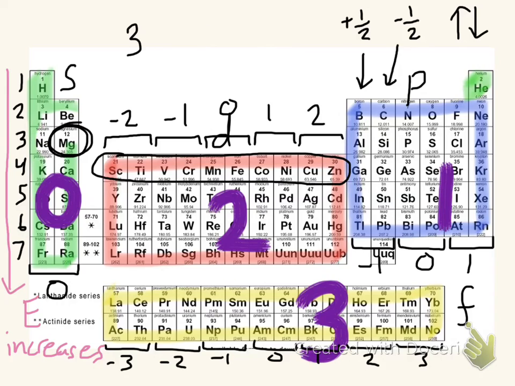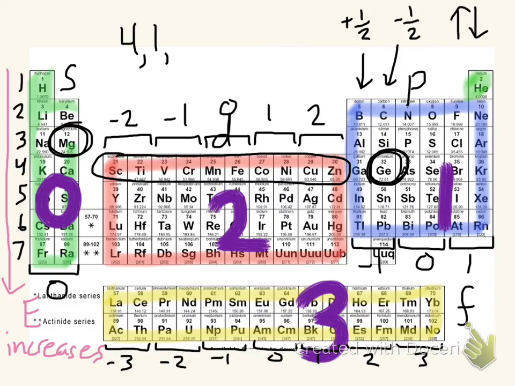Let's do another example. Let's do one in the P block. How about Ge, germanium? It's number 32. I'm circling it. The first number tells you the row. It is in row 4. The second number tells you the block. It's in the P block, which is block number 1.